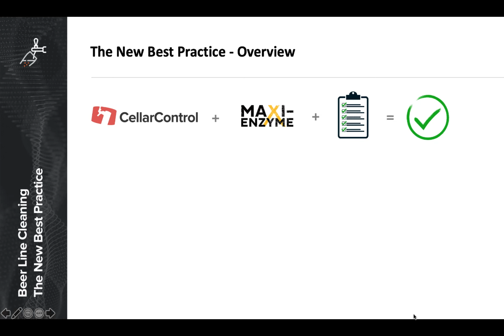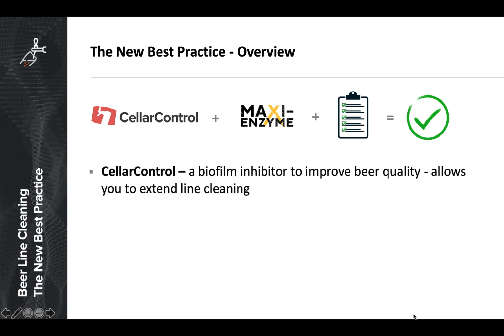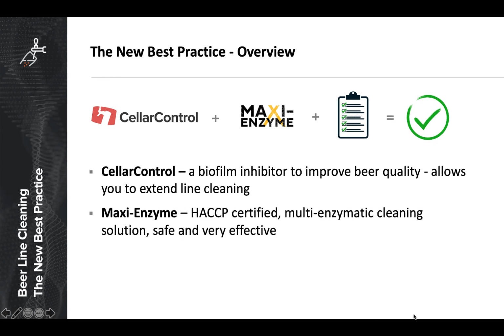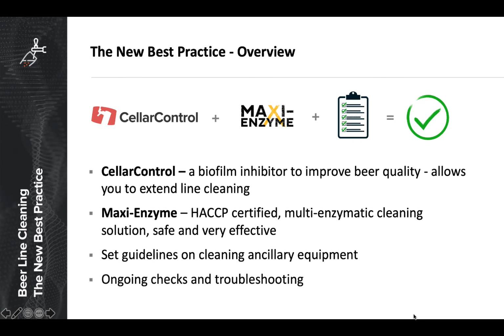So let's kick off with an overview of the new best practice. There are 4 main components to the system as a whole. Firstly, we have CellarControl. It's a biofilm inhibitor which improves beer quality and allows you to extend your line cleaning intervals. Second is MaxiEnzyme, a HACCP certified multi-enzymatic cleaner, which is safe and very effective. Thirdly, set guidelines on cleaning ancillary equipment to ensure there's no ambiguity and everything is covered, and ongoing checks and troubleshooting.